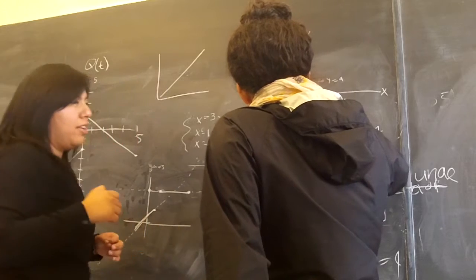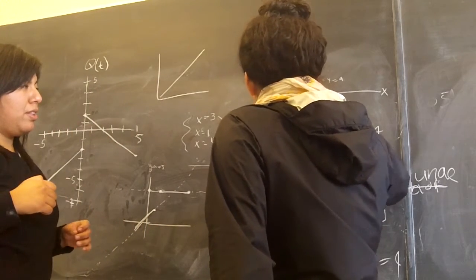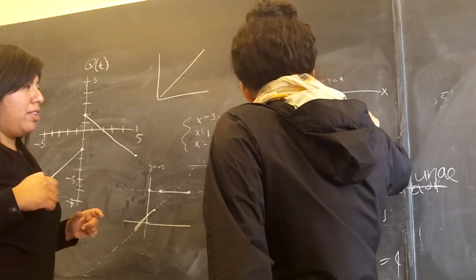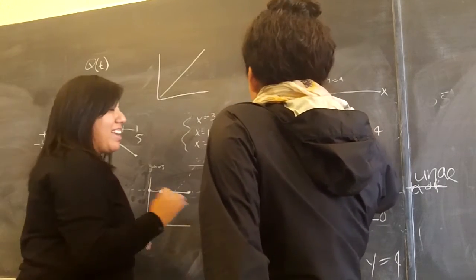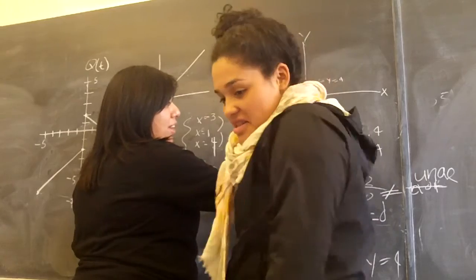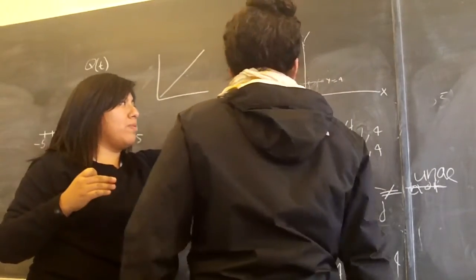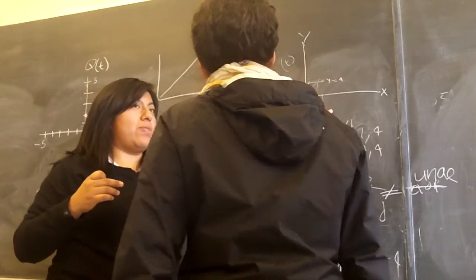Okay, yeah, I get what you're trying to do. So you're saying you're looking at the interval from x equals 1 to x equals 4, right?